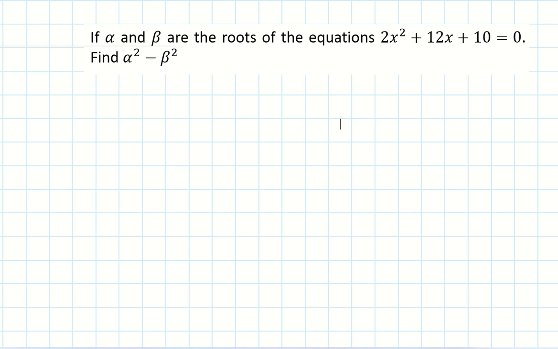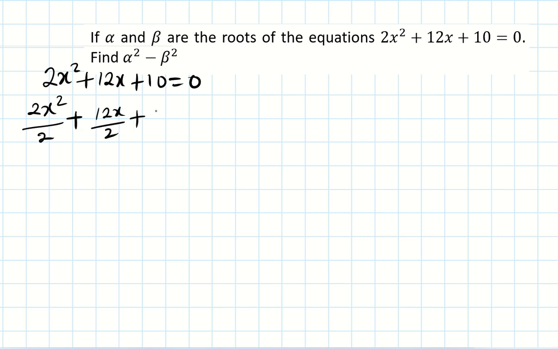Today we will be solving these quadratic equations by finding the value of alpha squared minus beta squared. Now here, writing down the quadratic equation, we have 2x squared plus 12x plus 10 is equal to 0. Then here we see that 2 is common all through the equation, so we divide through by 2: x squared plus 12x by 2 plus 10 by 2 is equal to 0. So 2 cancels 2, and we have x squared plus 6x plus 5 is equal to 0.